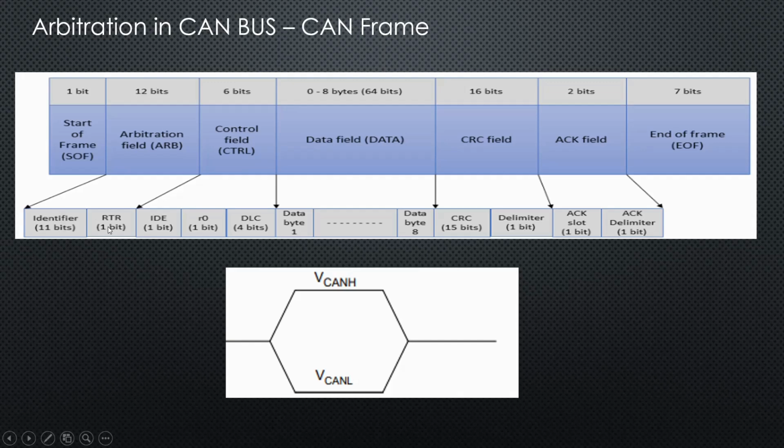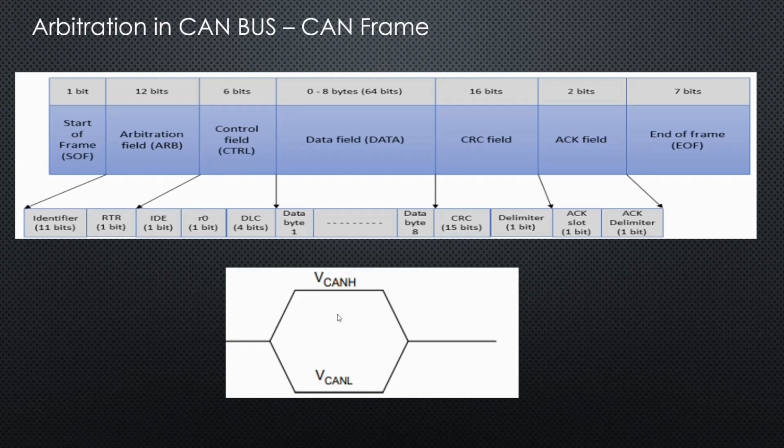Now, typically in a CAN bus, the recessive state is where the CAN high and the CAN low are at 2.5 volts. As per the logic, the recessive state is logic 1. And the dominant state is when the CAN low is pulled to 1.5 volts, and CAN high is pulled to 3.5 volts.